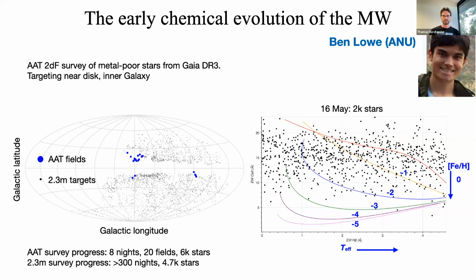And I'm showing on the right his first results from the first night, which was just 2 weeks ago. These are equivalent widths of H-beta, which is roughly effective temperature, and the calcium doublet, which is roughly metallicity, showing that there are stars in there that are metal-poor that we will want to follow up with the VLT to get chemistry from.